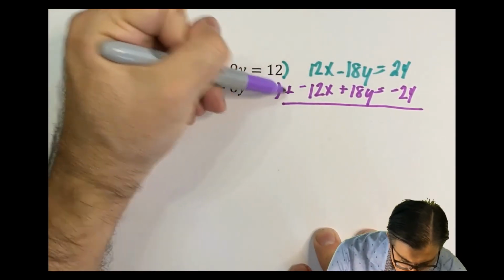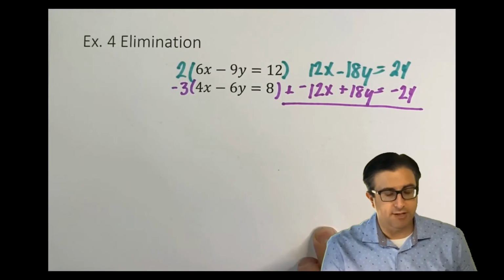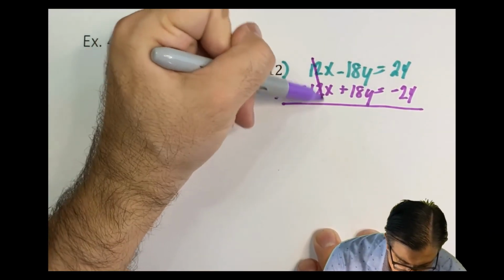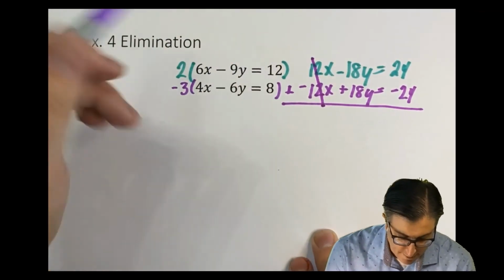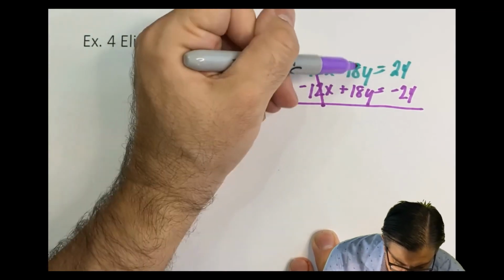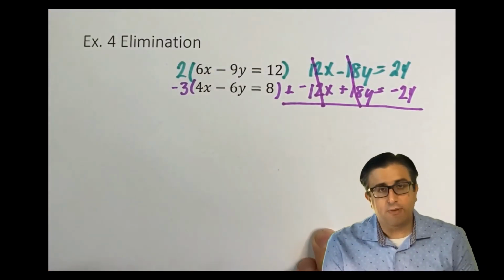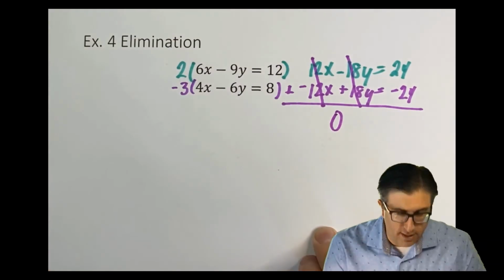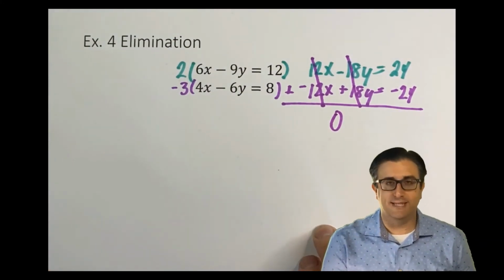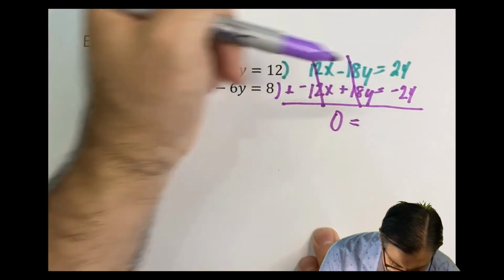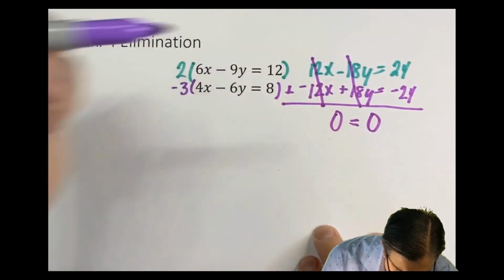I'm going to add these two equations up, and you should notice something interesting happens. 12x plus negative 12x, they do cancel, which I wanted. But negative 18y and a positive 18y also cancel. So I'm left with nothing on the left side. No x's, no y's, I'm left with 0. 24 plus negative 24 also equals 0.